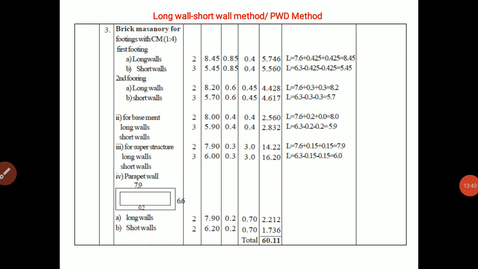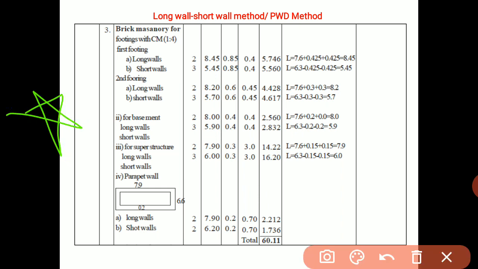Then next one is brick work. This is very important, brickwork masonry for footings with cement mortar 1:4. So 1:4 is the proportion of mortar, that is 1 part of cement to 4 parts of sand. Okay, 1:4.